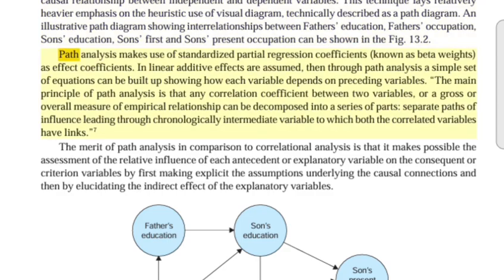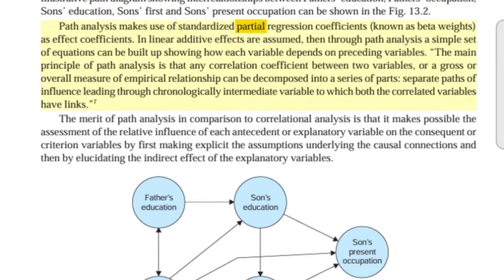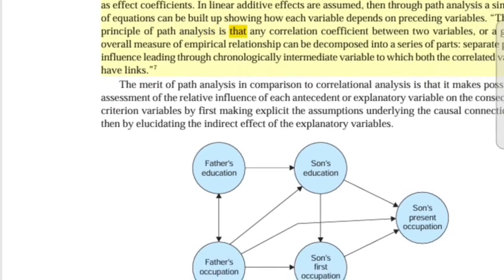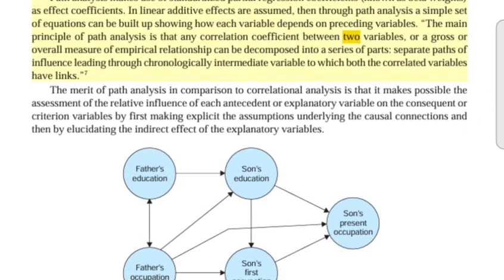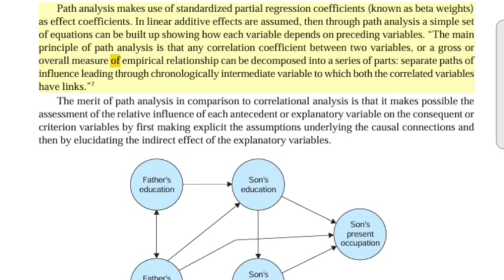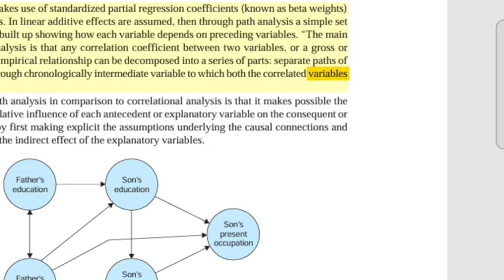13.2. Path analysis makes use of standardized partial regression coefficients known as beta weights as effect coefficients. If linear additive effects are assumed, then through path analysis a simple set of equations can be built up showing how each variable depends on preceding variables. The main principle of path analysis is that any correlation coefficient between two variables, or a gross or overall measure of empirical relationship, can be decomposed into a series of parts, separate paths of influence leading through chronologically intermediate variables to which both the correlated variables have links.